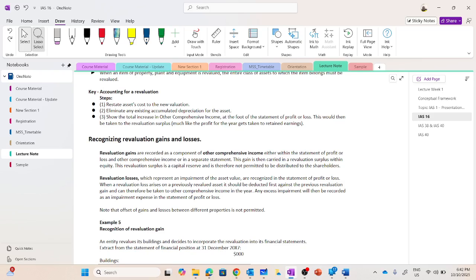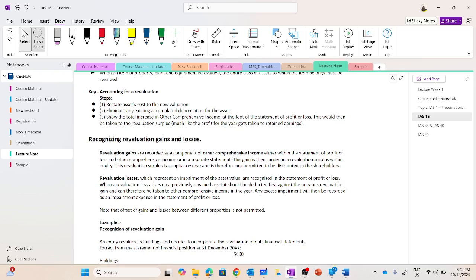Let's go again to the second paragraph. When a revaluation loss arises on a previously revalued asset, for instance, we have revalued the asset previously, and we have some amount sitting in the revaluation surplus as gain. So now if we decide to revalue this asset again, and there is a loss in the revaluation process, we need to know how to account for it. It should be deducted first against the previous revaluation gain.